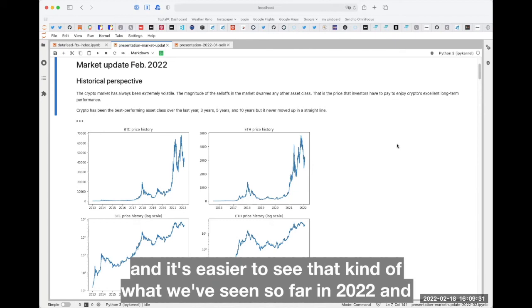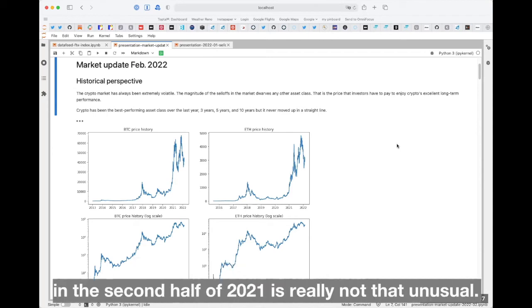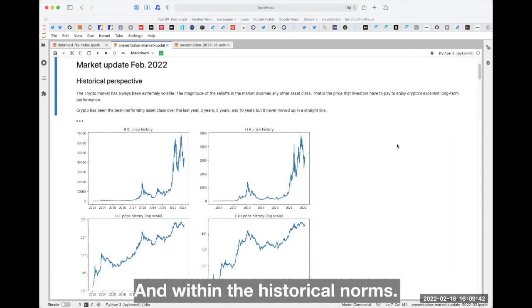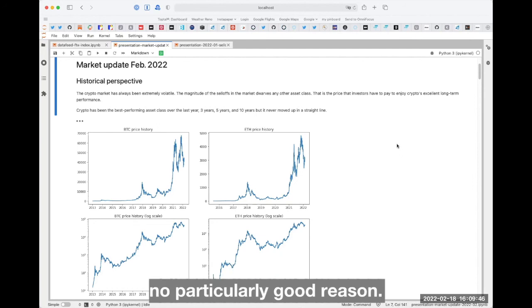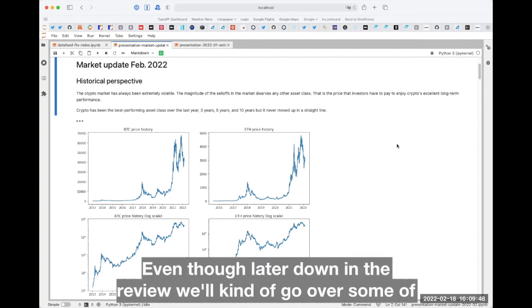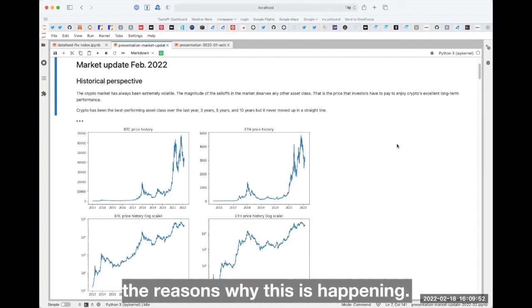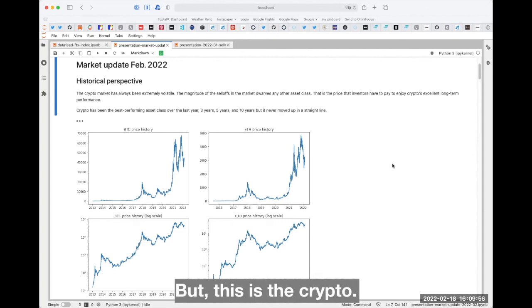And it's easier to see that what we've seen so far in 2022 and in the second half of 2021 is really not that unusual. Within the historical norms, that's just what the market does from time to time, and very often for no particularly good reason. Even though later in the review, we'll go over some of the reasons why this is happening. But this is just, this is crypto.